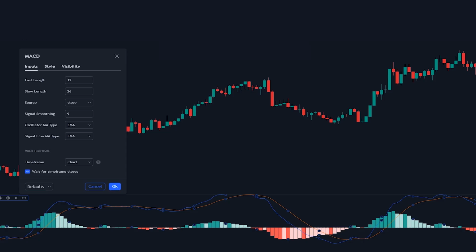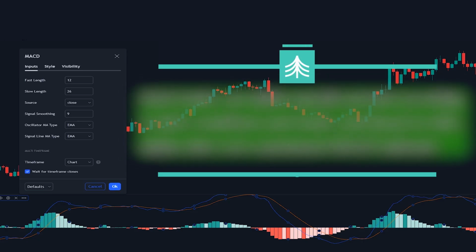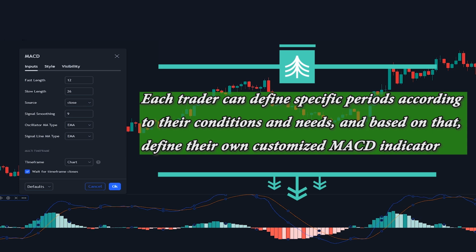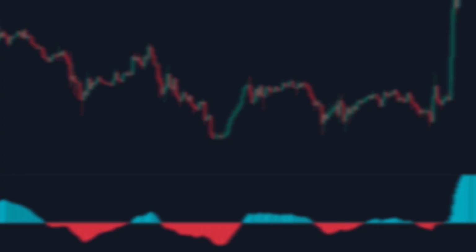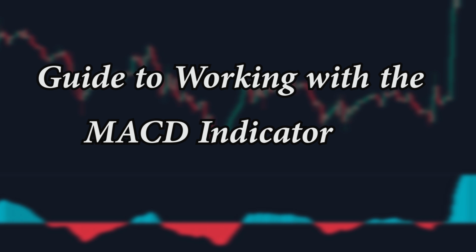These periods can be changed according to the trader's preference. Each trader can define specific periods according to their conditions and needs, and based on that, define their own customized MACD indicator. Guide to working with the MACD indicator.